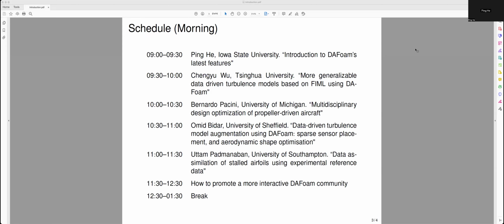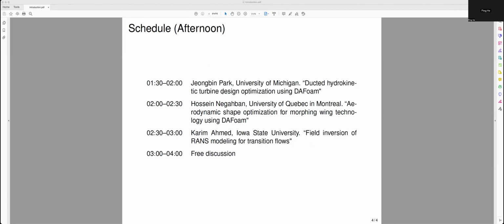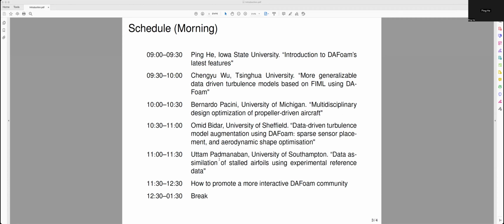Okay, so here is the schedule we have for today. We have a morning and afternoon section. In between, we have about a 1 hour break. In the morning, we have 5 presentations, and in the afternoon, we have 3 presentations. I forgot to mention, at the end of the presentations, we have about 1 hour of discussion about how to promote a more interactive community. All right, let's get started.